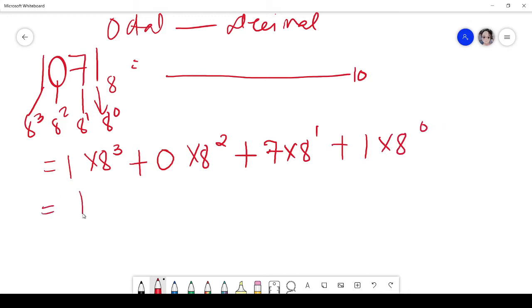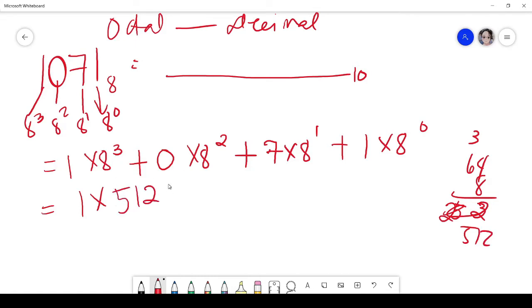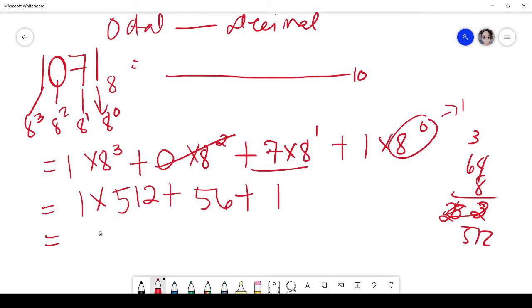Let's substitute: 1 times 8 times 8 is 64, times 8 is 512. So 512 is equivalent to 8 to the power of 3. Then we can cross out the 0 term because it is 0 as a whole number. Then 7 times 8 is 56, plus 8 to the power of 0, which is equivalent to 1, so 1 times 1 is 1. So we have 1 times 512, 512, plus 56 plus 1.